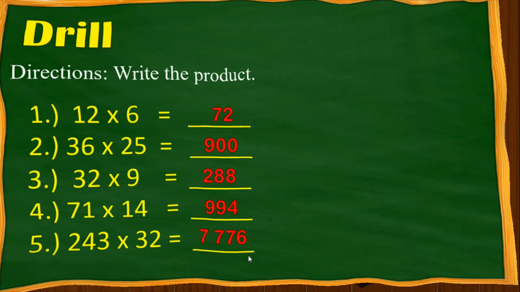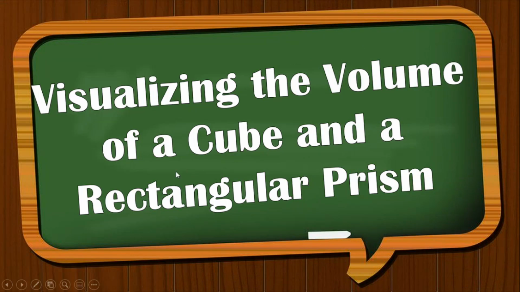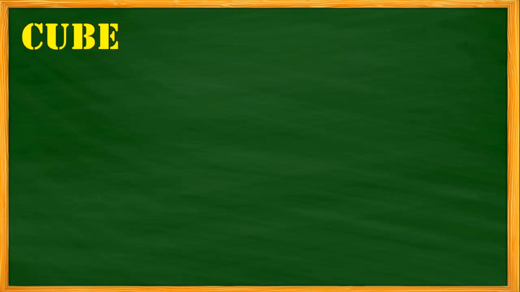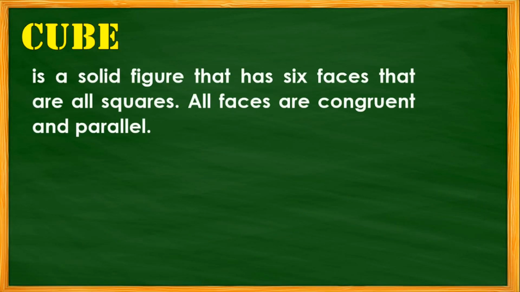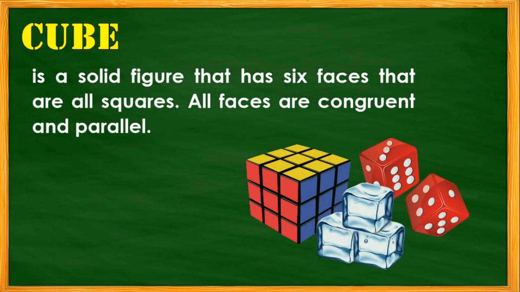So now let's proceed to our main topic for today's lesson. We're going to visualize the volume of the cube and a rectangular prism. So let's define first the cube. A cube is a solid figure that has 6 faces, all squares. All faces are congruent and parallel. So this would be an example of a solid figure, a cube.